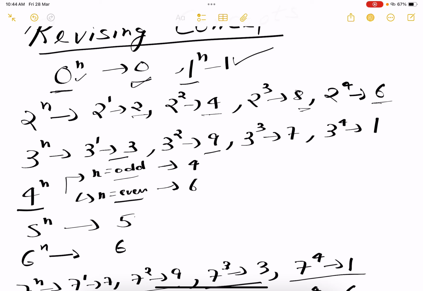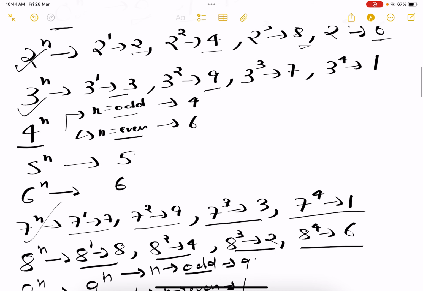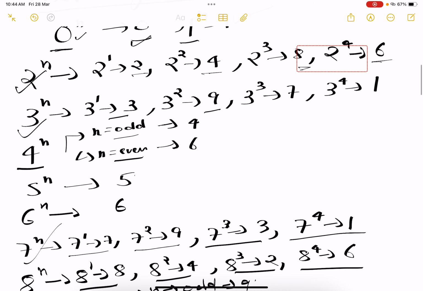We have discussed the concept of cyclicity in the last lecture. Cyclicity means that after the power of 4, the pattern keeps on repeating itself. This happens for 2, 3 and 7. So similarly, 3 to the power 1 is 3, 3 to the power 2 is 9, 3 to the power 3 is 7 and 3 to the power 4 is 1.